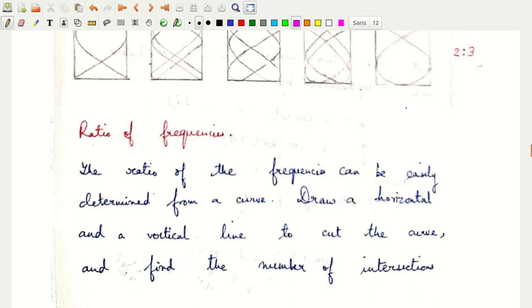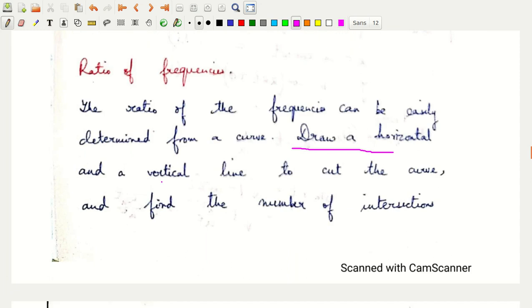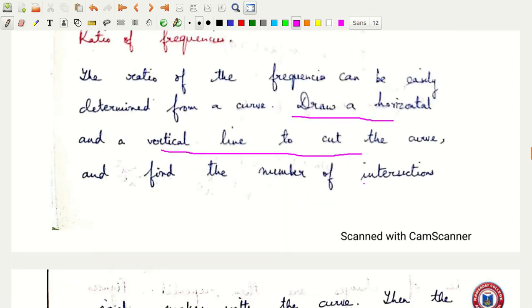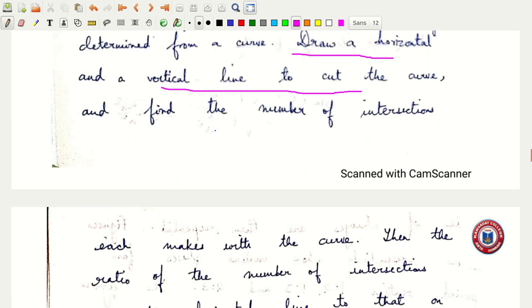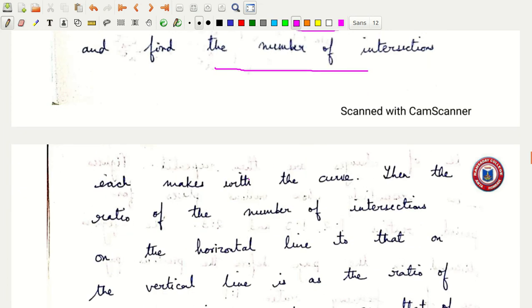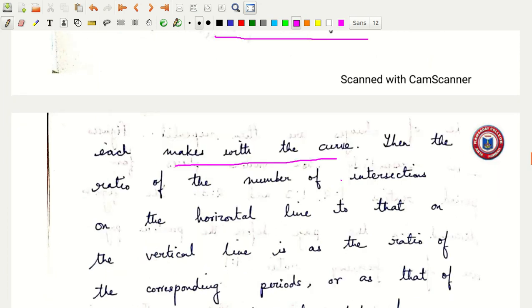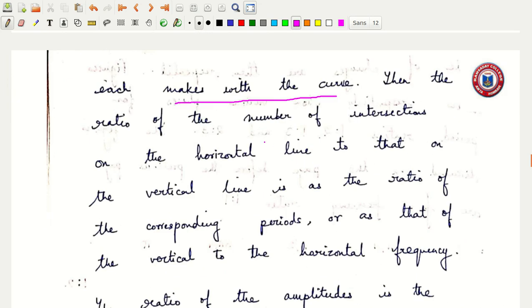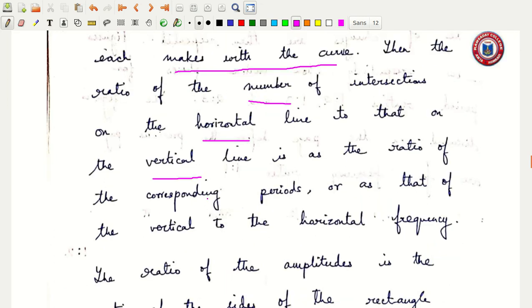So how do I do that? I draw a horizontal and a vertical line to cut the curve, and I find out the number of intersection points that the horizontal line and the vertical line make with the curve. And then the ratio of the number of intersections on the horizontal to that of the vertical line is the ratio of the corresponding periods, and from there I get the required ratio. So how do I get it?